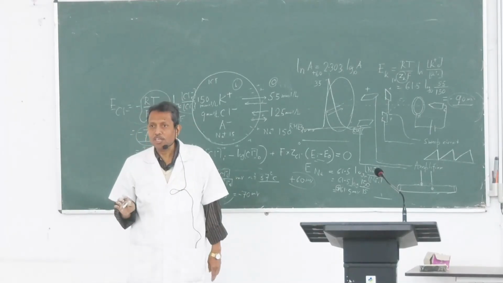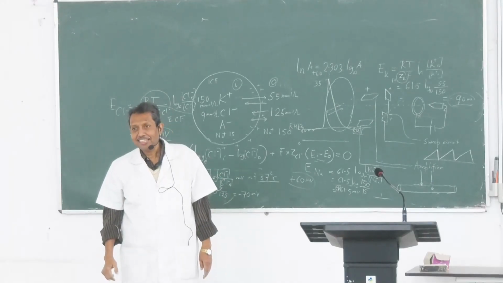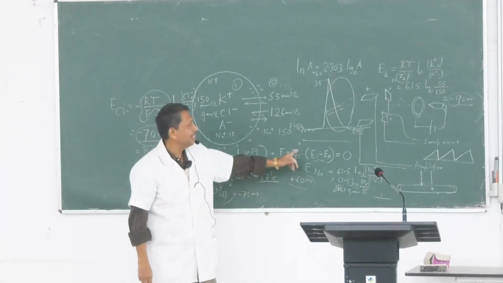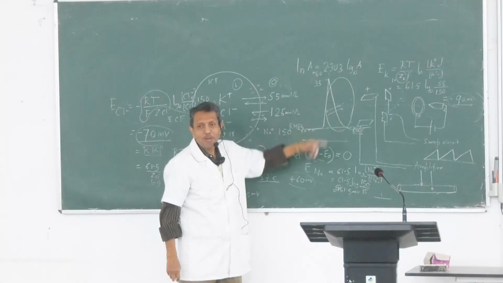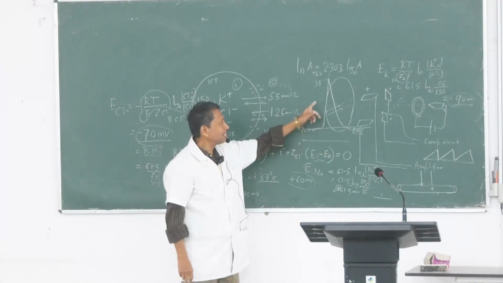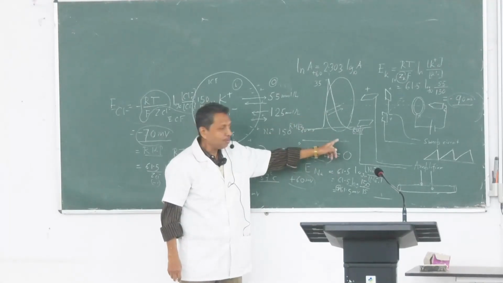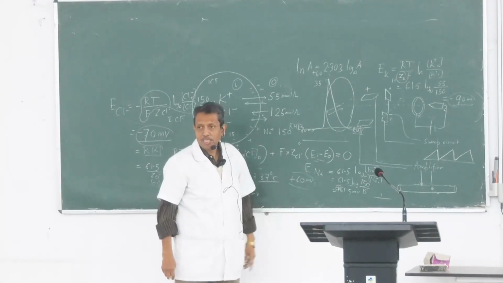So whenever the action potential develops, it cannot go to this value of plus 60, it is plus 35, and you have to return. So that is how the action potential develops.